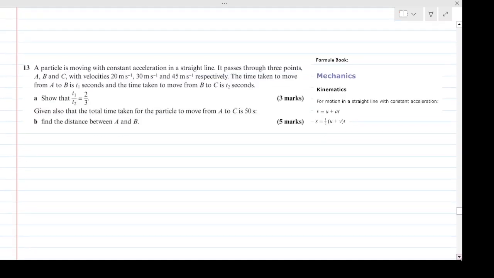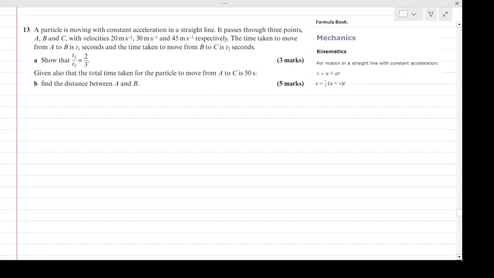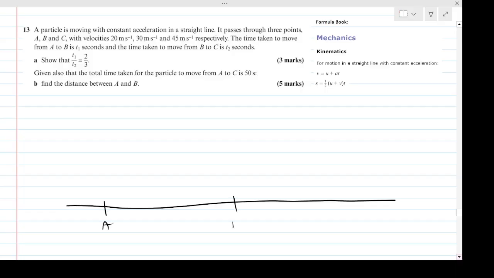Okay, so I've got this question here. We're told a particle is moving with constant acceleration in a straight line. It passes through 3 points A, B and C with velocities 20, 30 and 45. I'm just going to plot it, and I'm not going to read the rest of that out. So if I plot the information, again we have points A, B and C here. The velocity at A is 20. The velocity at B is 30.